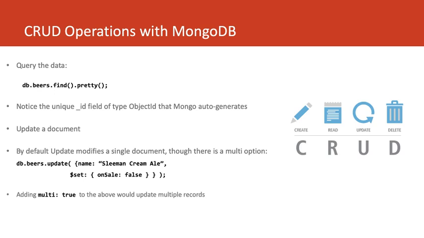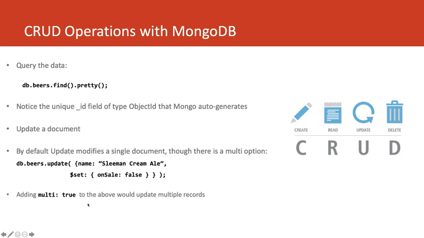Let's see. So, updating a document, again, similar syntax. The first argument is what we want to update. You can think of it as our where statement. So update the beer where its name is Sleeman Cream Ale, and then we $set onSale to false.